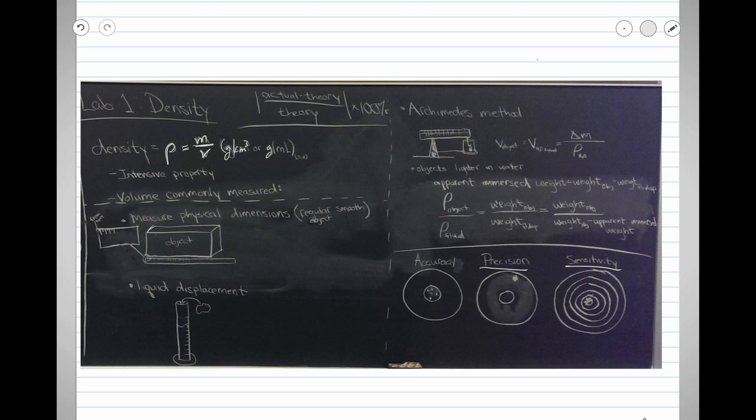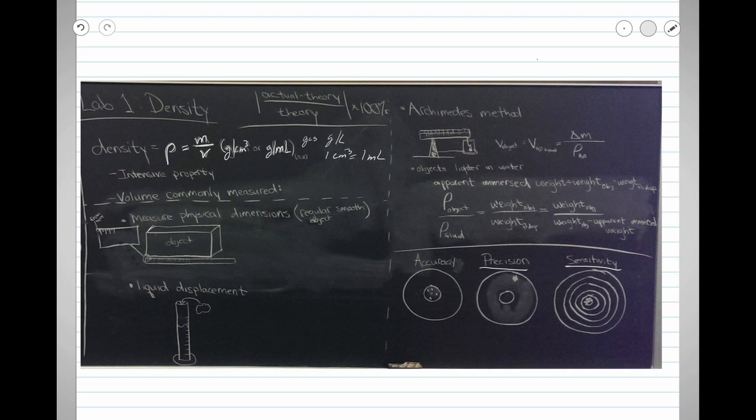For a liquid, we report it in grams per milliliter. And for a gas, we report it in grams per liter. And please note that 1 cubic centimeter is equal to 1 milliliter. Mass can be easily determined using a balance, but volume is not so easy to determine.